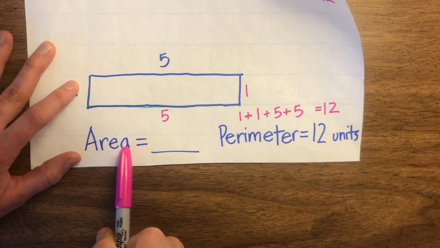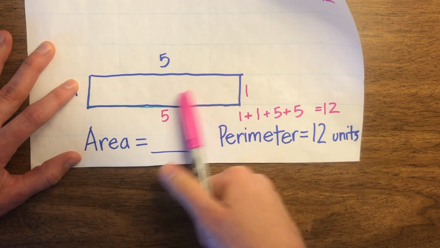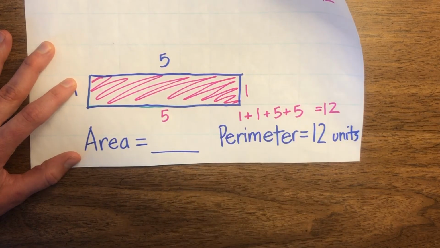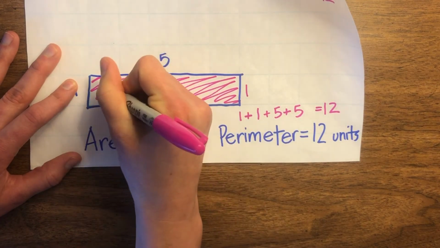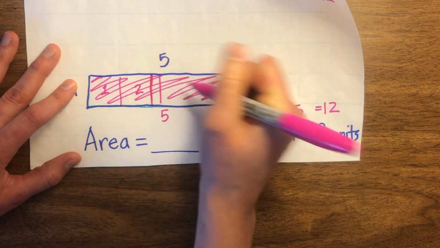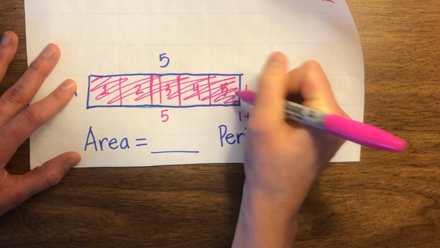Now remember, area means that we are finding the space inside, all the way inside. Basically, I want to know how many squares it takes to fill it up. Using the picture, I can actually kind of see it. There's 1 square here, 2 squares, it's right there, 3 squares, 4 squares, and 5 squares.